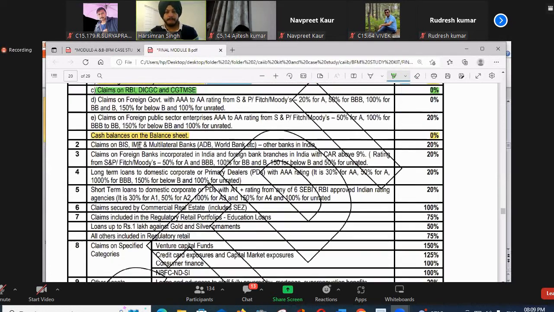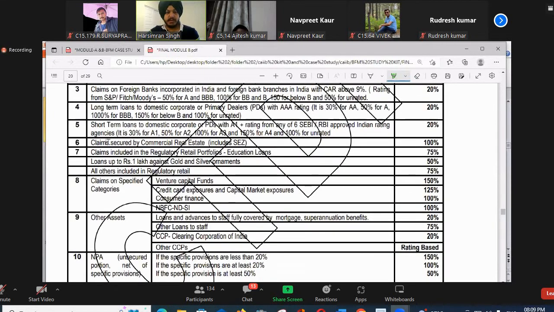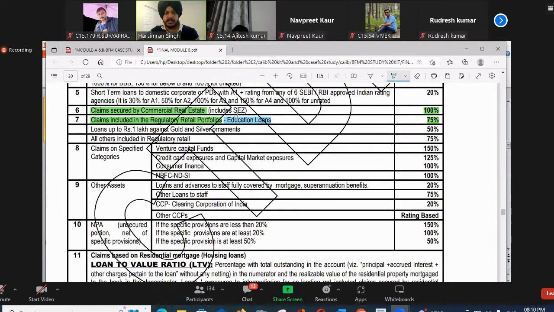Then claims which have been secured by commercial real estate, 100% risk. Very important. Achha, the moment you see the word retail, risk is 75%. Claims included in regulatory retail portfolio, 75%. Education loans, again 75%. Then, education loan is 75%. All other which are included in regulatory retail, it is again 75%.